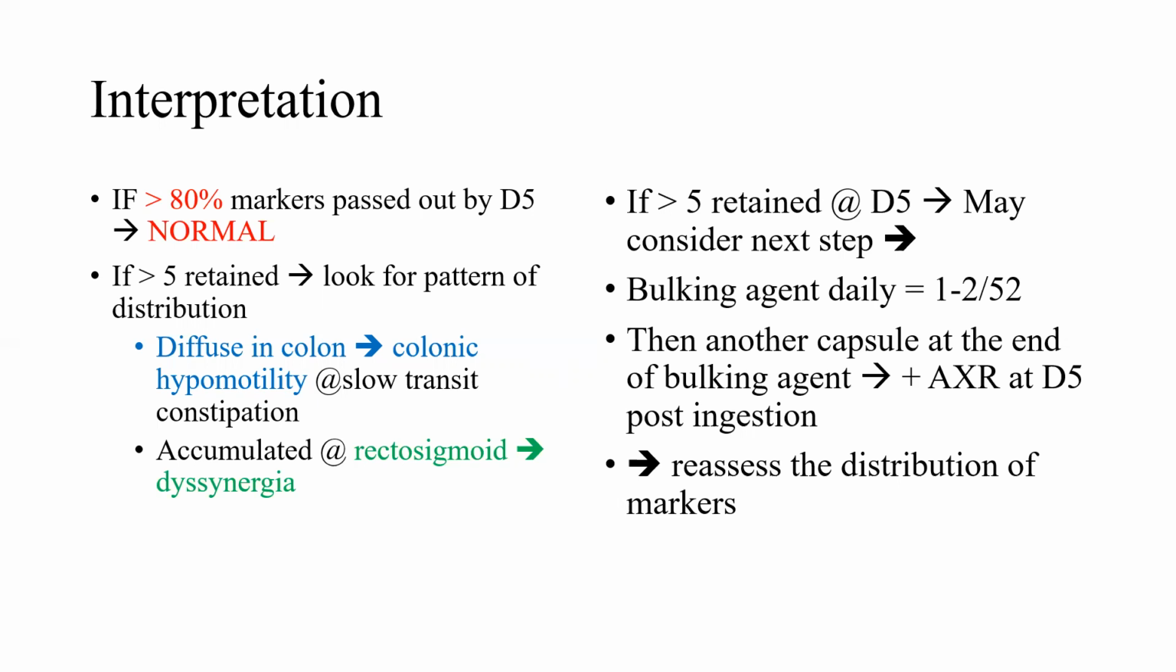One of the recommendations by the Scintigraphy product itself says that if there are more than 5 retained at day 5, the next step can be considered, whereby we give a trial of bulking agent daily for 1 to 2 weeks, and then the patient swallows another capsule at the end of the bulking agent, and we repeat an abdominal X-ray 5 days after the ingestion. And then from there, we reassess the distribution of the markers, whereby if more than 80% have passed out, it's normal.